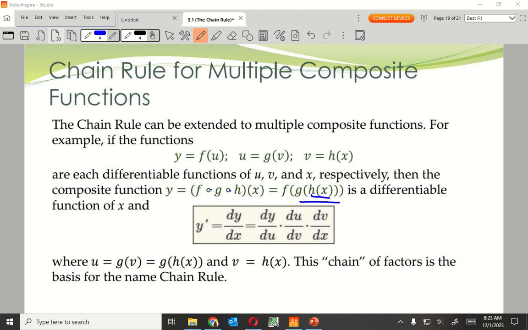So the dy, that means my function f. I took a derivative of u, so right here I have du. What that means is I substituted in a u, and then I did it again, and I substituted v. So this is 2 chains. Double chain, yeah, 2 chains.